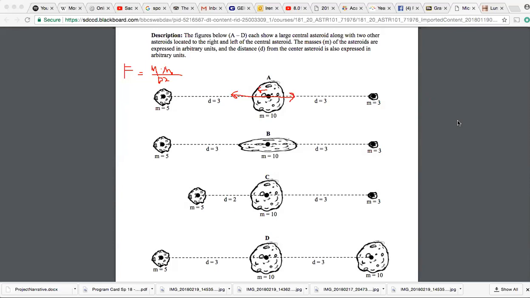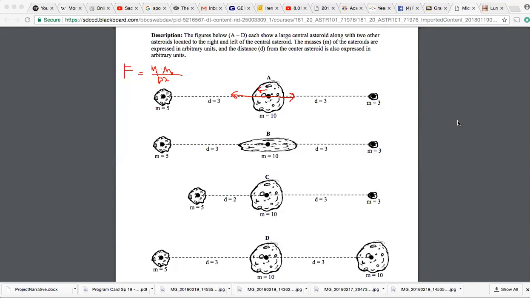So the M equals 5 on the left side would be the first M1, and then the M2 would be 10, the middle one, divided by the one distance. That's what was messing me up, because I was thinking, do I add up both distances and then square it? But we're only talking about one side at a time. Yes.